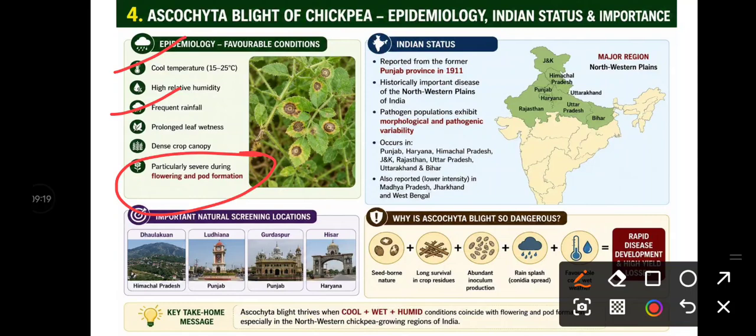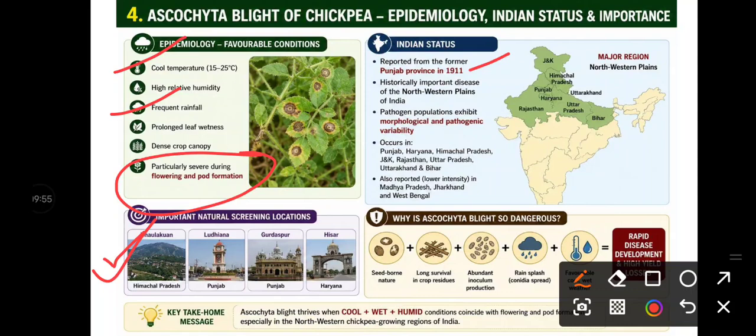Then in India, a few hotspot regions are there where natural screening of Ascochyta blight was done. They are Dhalukan Valley of Himachal Pradesh, then Ludhiana, Punjab, then Gurdaspur, Punjab, and Hisar, Haryana. Remember these natural screening hotspot regions. Then in the Indian status, this disease was first reported from Punjab province in 1911. This is from British India.